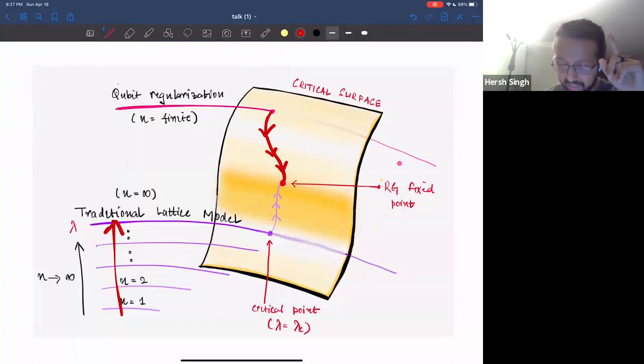I guess I didn't clarify this. So these lines are RG flows. What I mean is this point is really an actual lattice Hamiltonian, and if you performed an RG flow of this Hamiltonian, you would flow into this fixed point. That just means that the long distance physics of this lattice Hamiltonian is governed by this RG fixed point.